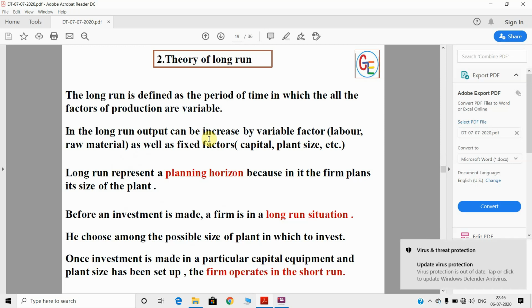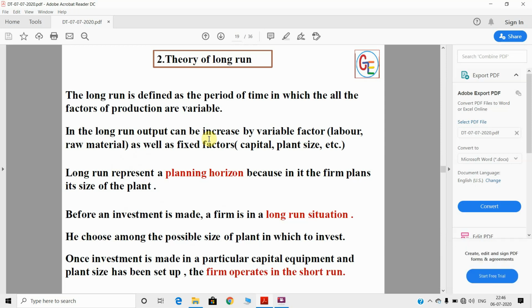The long run represents a planning horizon. So the long run is otherwise known as the planning period. So the long run average cost curve is otherwise known as the planning curve. Before an investment is made, the firm has a long run situation, because it has to plan in a proper way in order to maximize its profits, right.